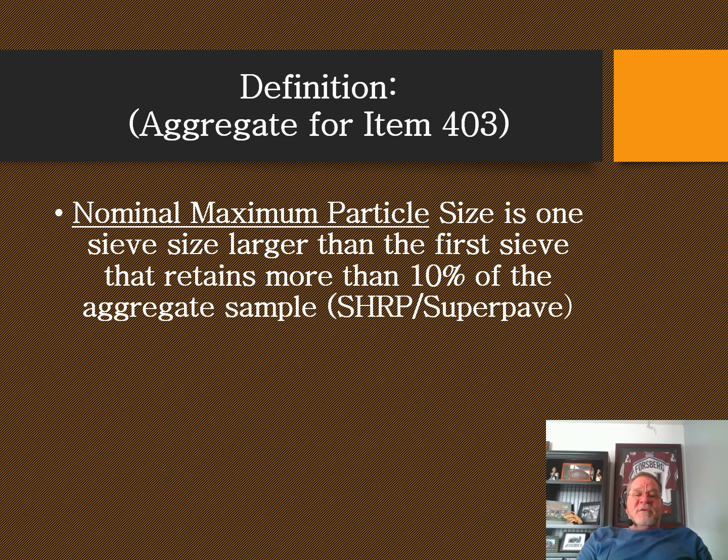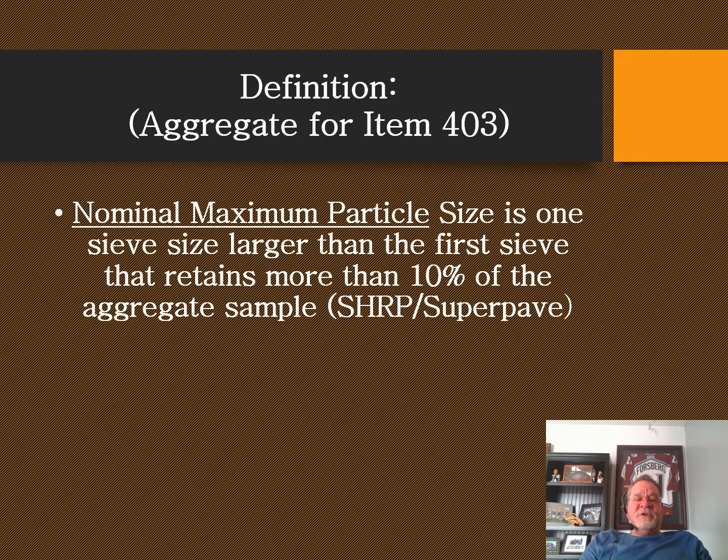Here's a definition for aggregate. This is CDOT's item 403. Maximum particle size, and this is important. Nominal maximum particle size is 1 sieve size larger than the first sieve to retain more than 10% of the aggregate sample. This is an important definition for everything that we will be doing within this industry. So understanding and memorizing this is important.